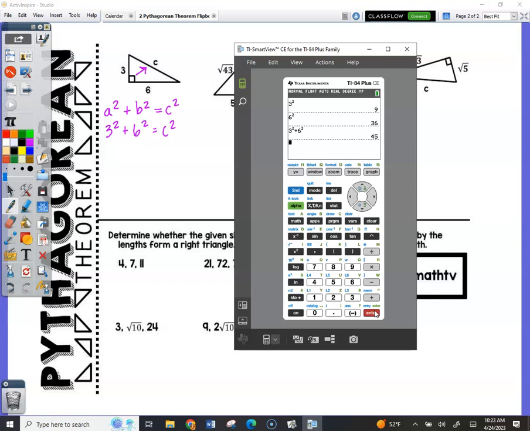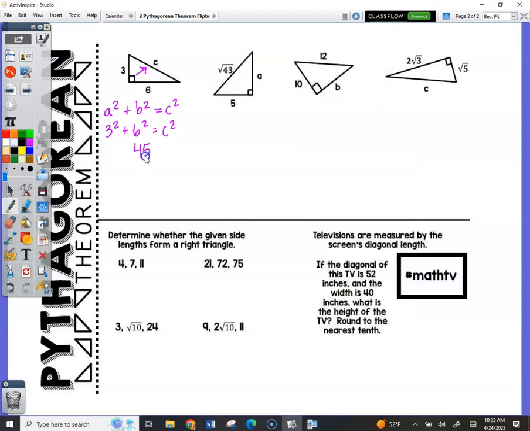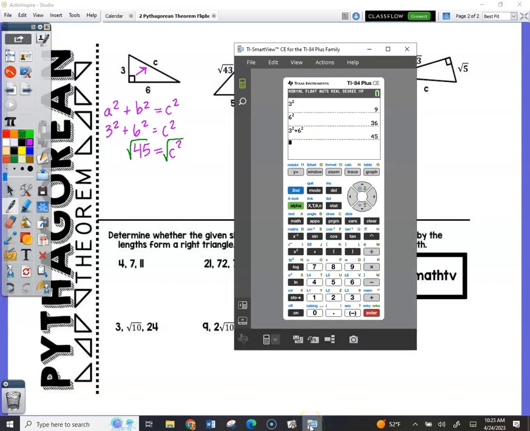Okay, so right here I'm going to rewrite 3 squared plus 6 squared is 45 equals C squared. How do you undo something that's squared? You square root it. So we're going to square root both sides. Now here's where something from Algebra 1 is coming up, and I know you've slept since then. When I type the square root of 45 in my calculator, I get a decimal.